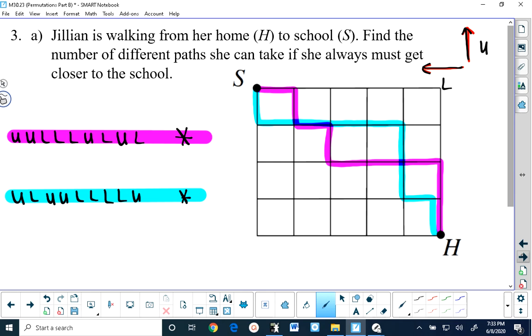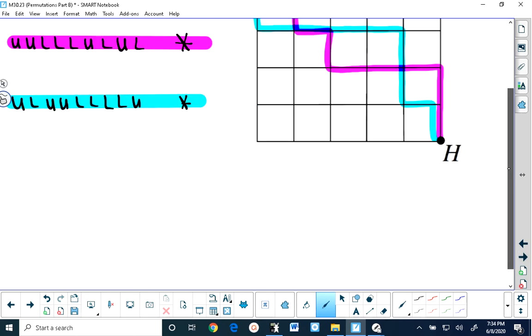And when you take a look at the grid that she's walking on, that makes sense. No matter how she gets from H to S, she's got to make 4 moves up and she has to make 5 moves left. So what this question boils down to is how many different arrangements are there of these letters? Because each one of those arrangements will be a unique path.